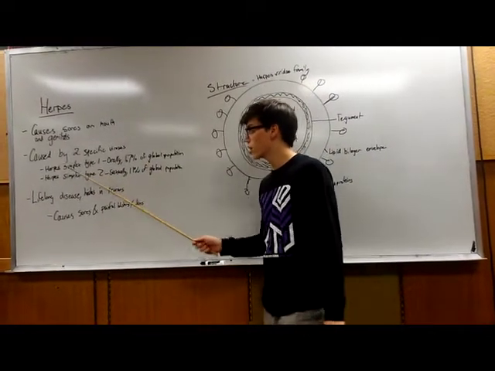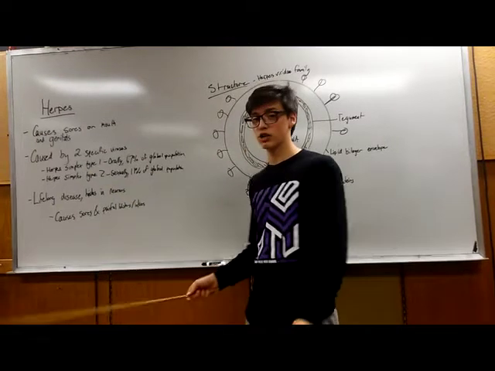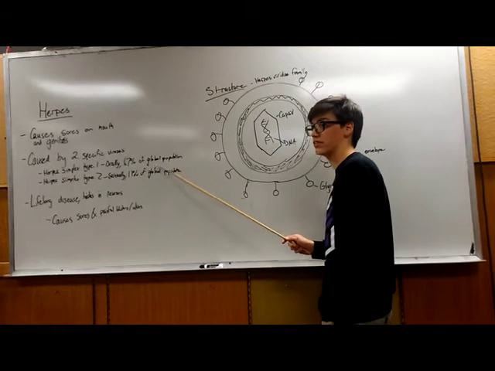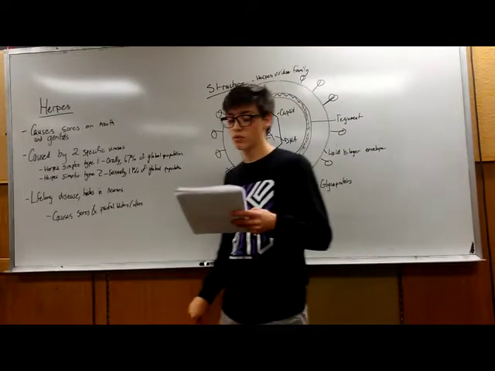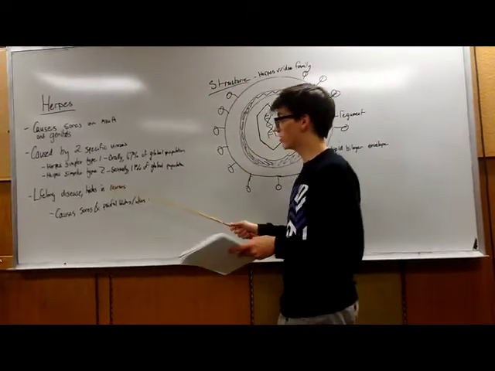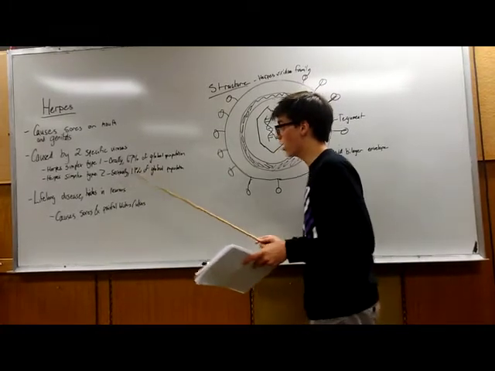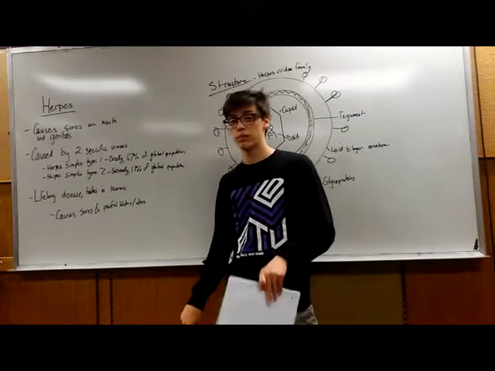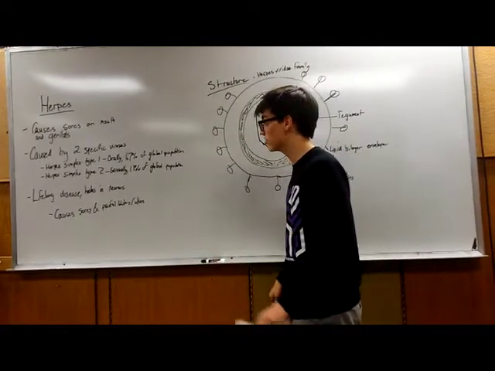Herpes simplex type 1 is a much more common type of herpes. 67% of the global population has this, which is about 3.7 billion people. Whereas herpes simplex type 2, 11% of the global population has it, which is about 417 million people, which is more than the population of the United States.